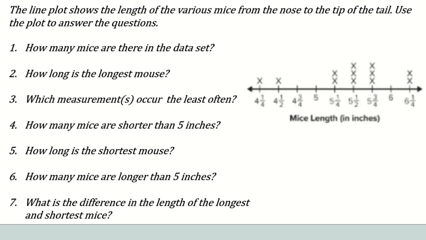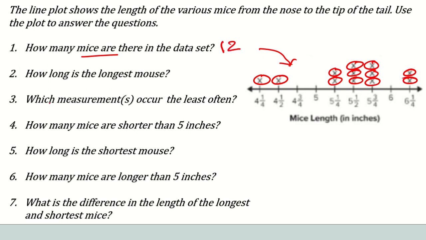Okay. Now, next question can be, the line plot shows the lengths of various mice from the nose to the tip of the tail. Use the plot to answer the questions. Now, you see this diagram, a dot plot or you can say line plot, is given to us. How many mice are there in the data set? So in total how many mice are there? You see 1, 2, 3, 4, 5, 6, 7, 8, 9, 10, 11, 12. So how many mice are there? 12. How long is the longest mouse? You see, what is the longest length here?